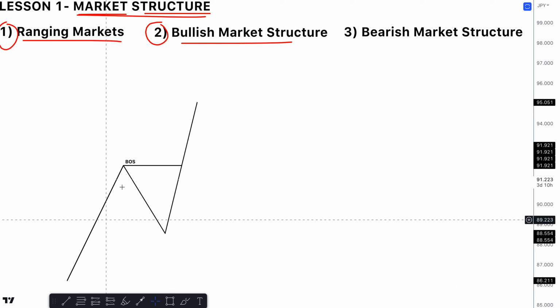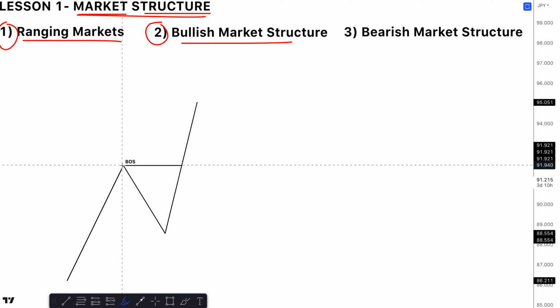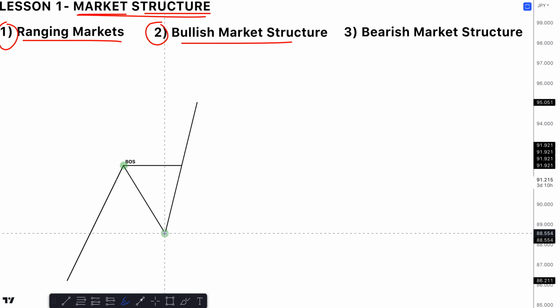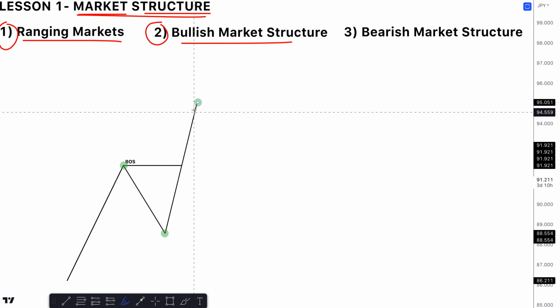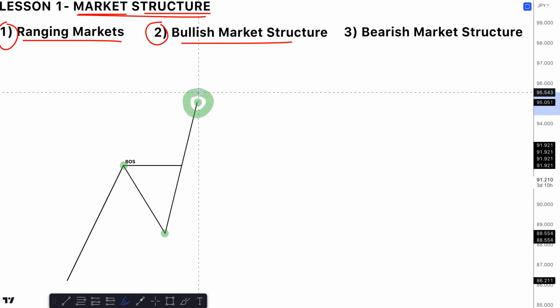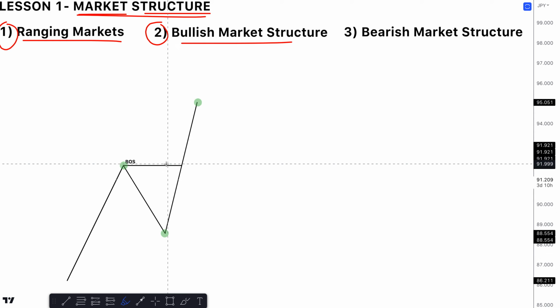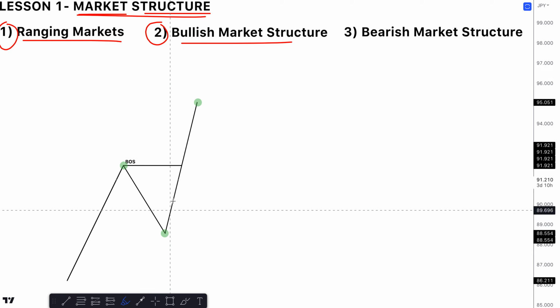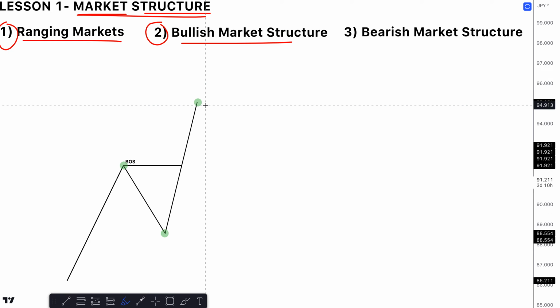We have a high in the market, we have a higher low, and then we have a higher high. This higher high has broken structure to the upside, it's broken above this level, and that indicates a buyer's market. This indicates bullish market structure.